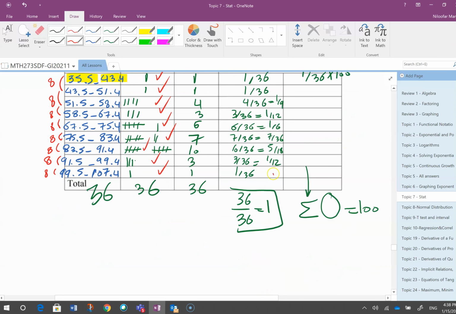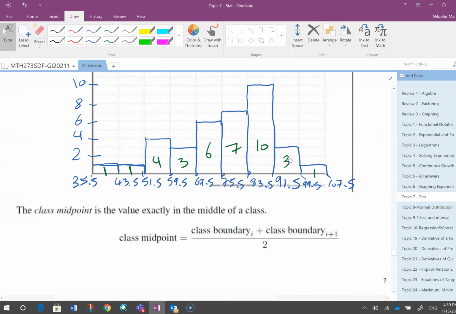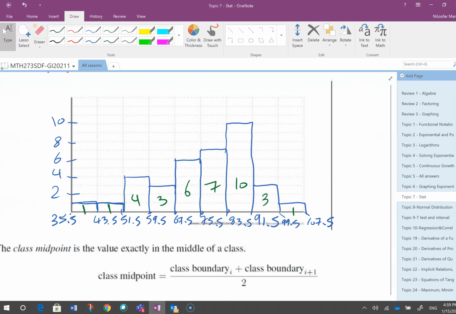Here, if you add them all, this is 36 over 36. Here, if you add them all, it is 100%. Okay, very good. So here I group them. Oh, perfect. Now, when I group them, I can make the histogram. So the histogram, I do it here.